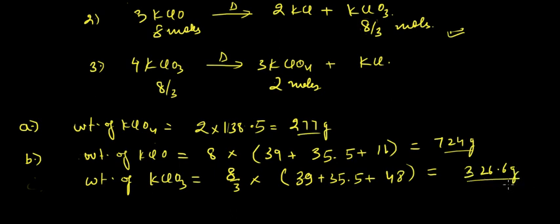For part C, the total moles of KCl obtained during the reaction, you just have to add the KCl moles produced in each step of the reaction and get the result.